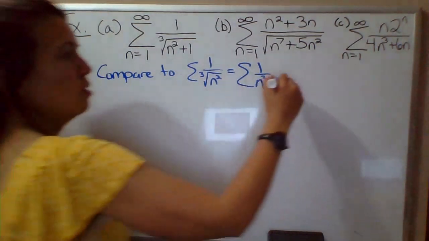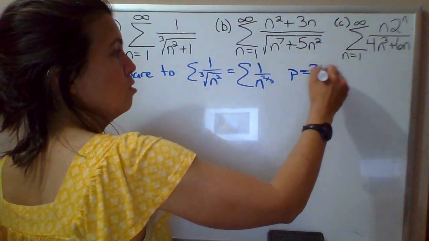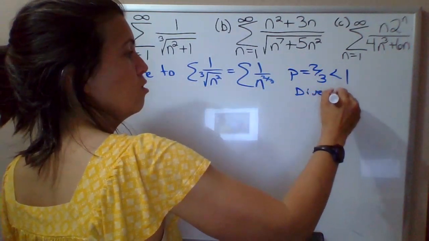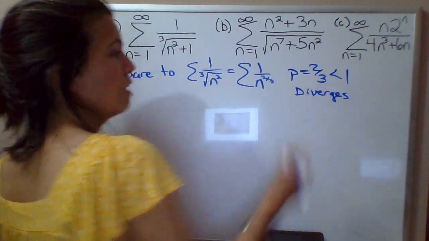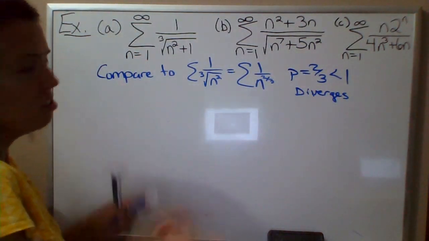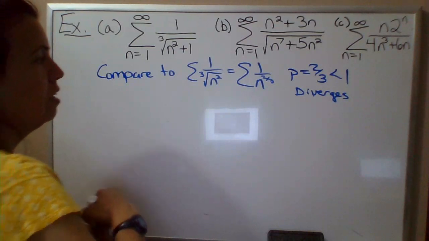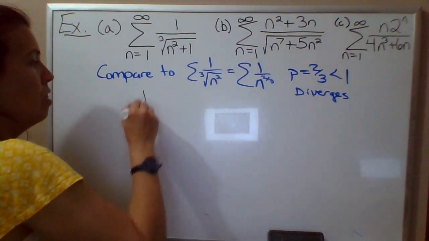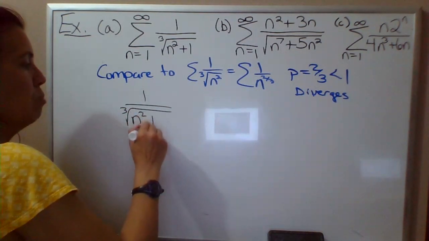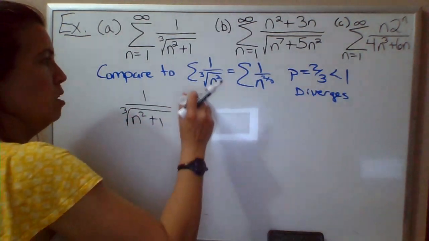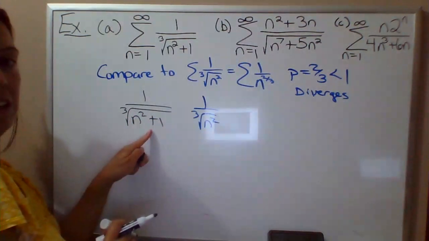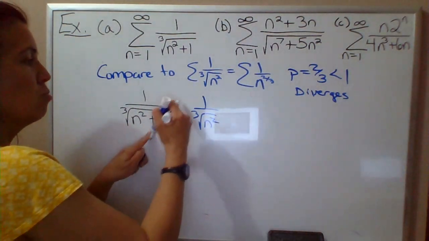Which is a p-series with p equal to 2/3, which is less than 1, so the series diverges. So the series that we're comparing it to diverges. If you try the direct comparison test, which is a reasonable thing to try to begin with here, then here are the given terms, 1 over the cube root of n squared plus 1, compared to 1 over the cube root of n squared. Bigger denominator here means smaller fraction.